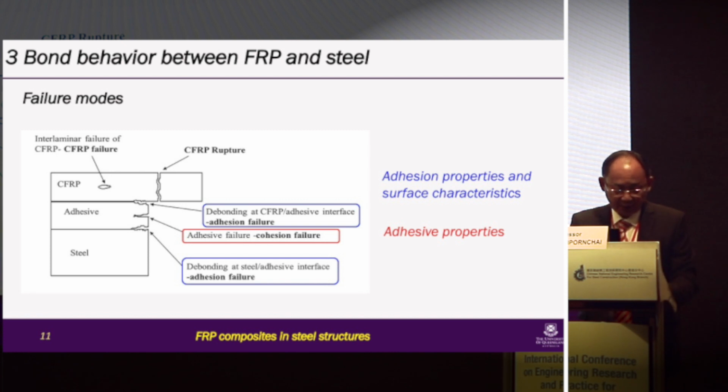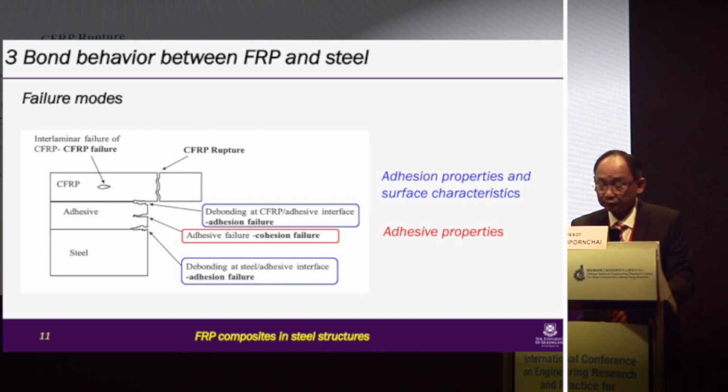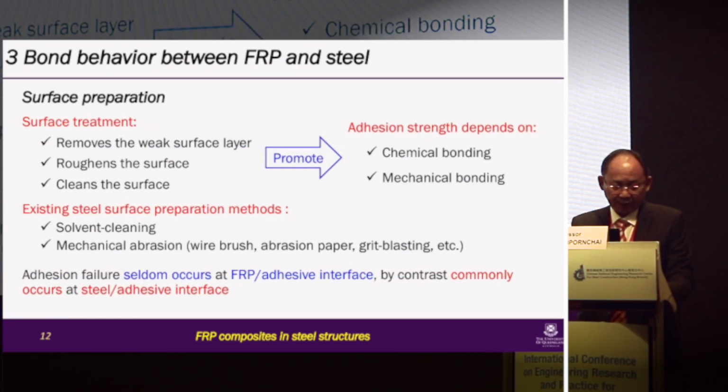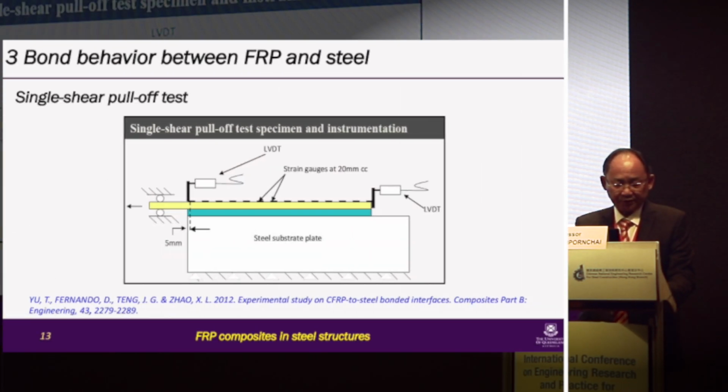The adhesive strength comes from chemical and mechanical bonding. It can be shown that with proper surface preparation, such as removing the weak layer, roughening, and cleaning the surface, this will improve the adhesive property quite significantly. Therefore, with proper surface preparation, for the FRP steel bonded joint, we can avoid adhesion failure altogether, and therefore we conclude that failure will be due to cohesion failure within the adhesive.